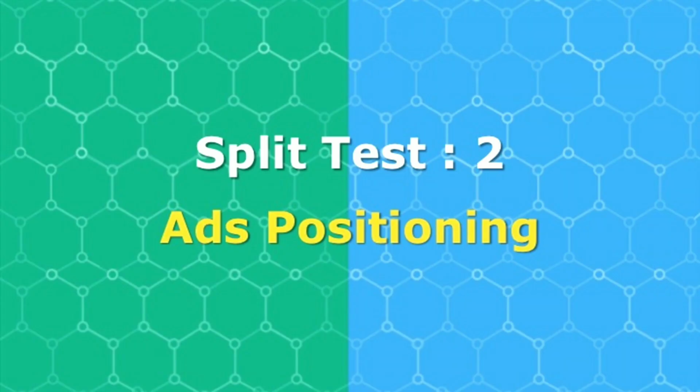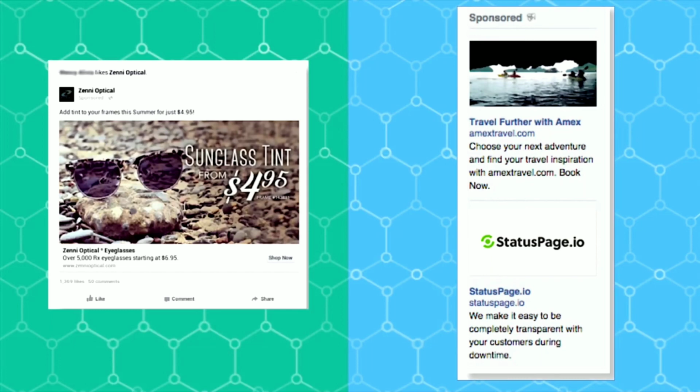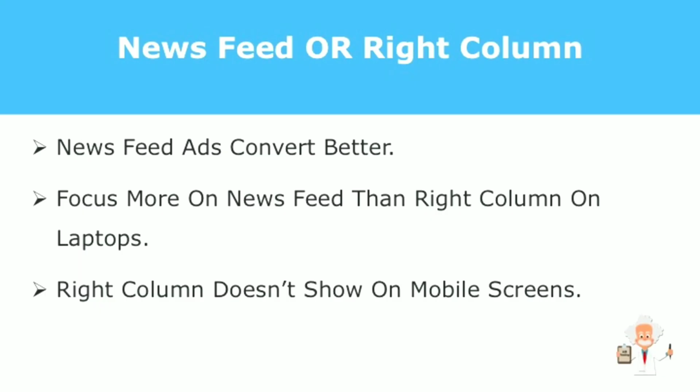The second part of this module focuses on ad positioning. This test finds out if your ad converts better when they appear at the right column versus the news feed. The result is your ads convert better when they appear on the news feed rather than the right column of Facebook. This is because most people focus more on their newsfeed than right column ads on their desktop. Plus, the right column does not show on mobile screens anyway.